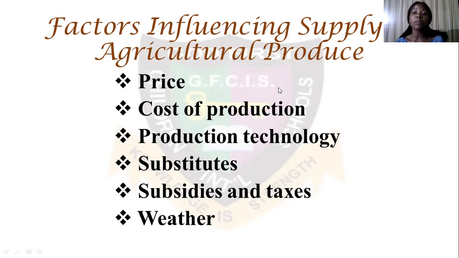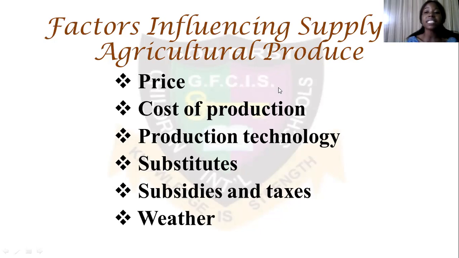Take another example, wheat and rice. If wheat is more expensive than rice, the farmer will want to invest in wheat so that he can make more gain than investing in rice. So that will affect the supply of rice. Rice will be in low supply, while wheat will be in more supply.